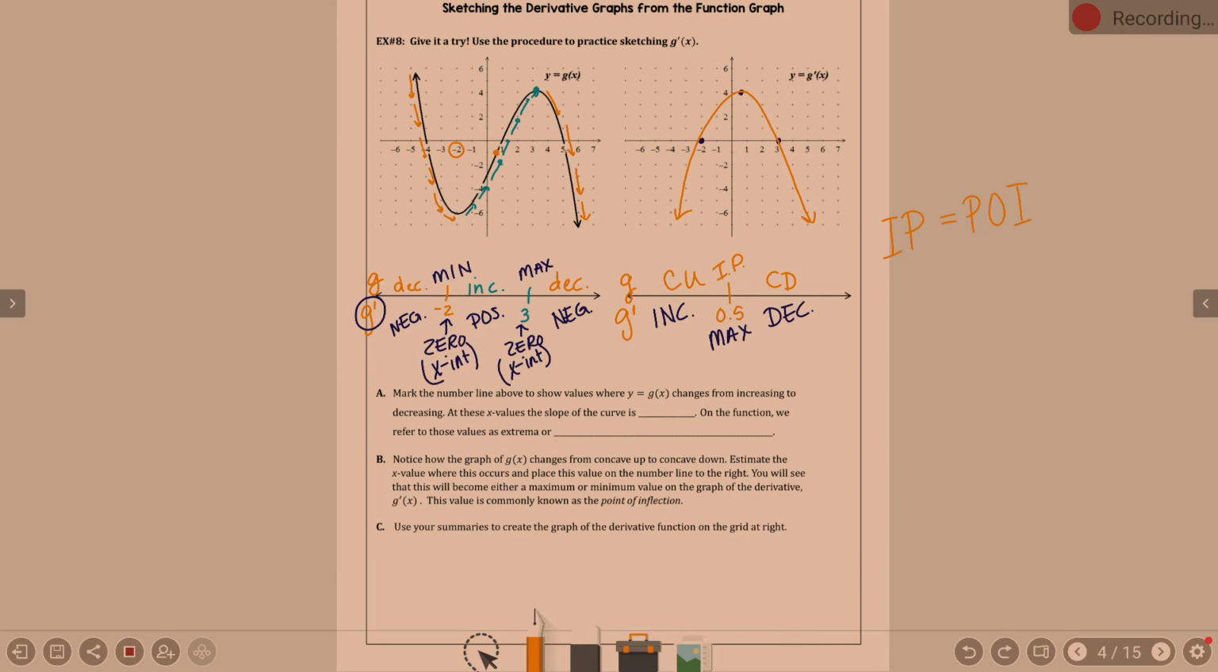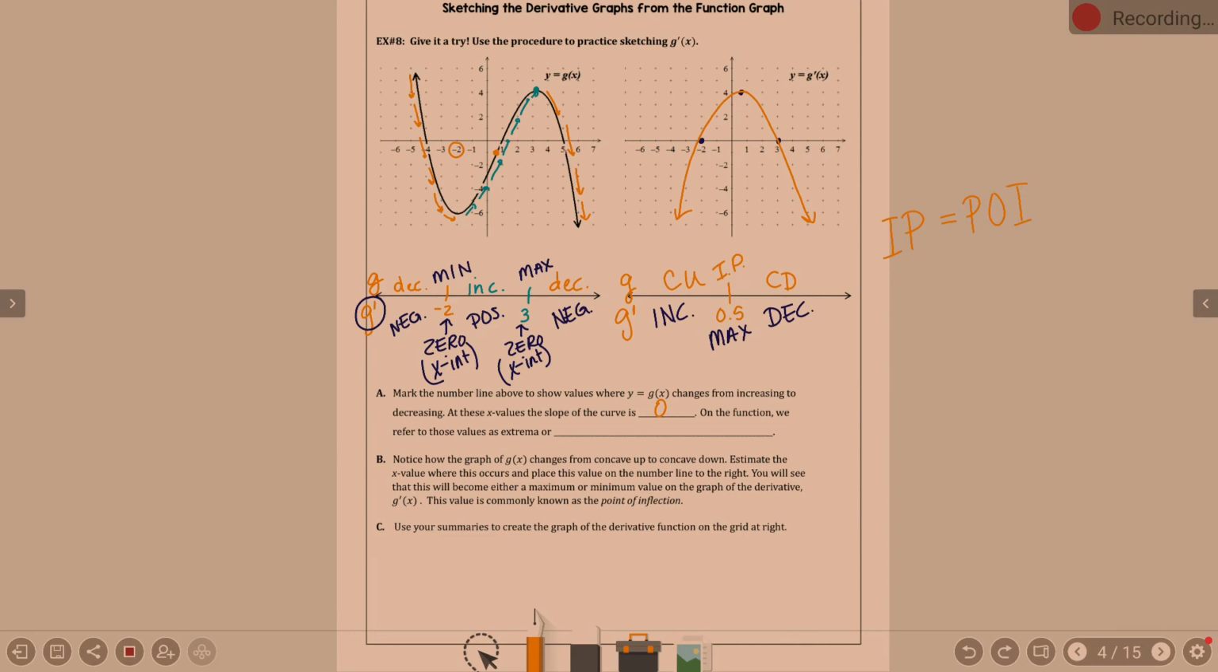Okay, you know what? I think we've already done this part. ABC was just telling us what to do, I think. Mark the number lines above to show values where g of x changes from increasing to decreasing. At these x values, the slope of the curve is... So when we change from increasing to decreasing, the slope of the curve is, they're wanting 0 there, right? Yeah, 0. On the function, we refer to those values as, do you remember the word extrema?